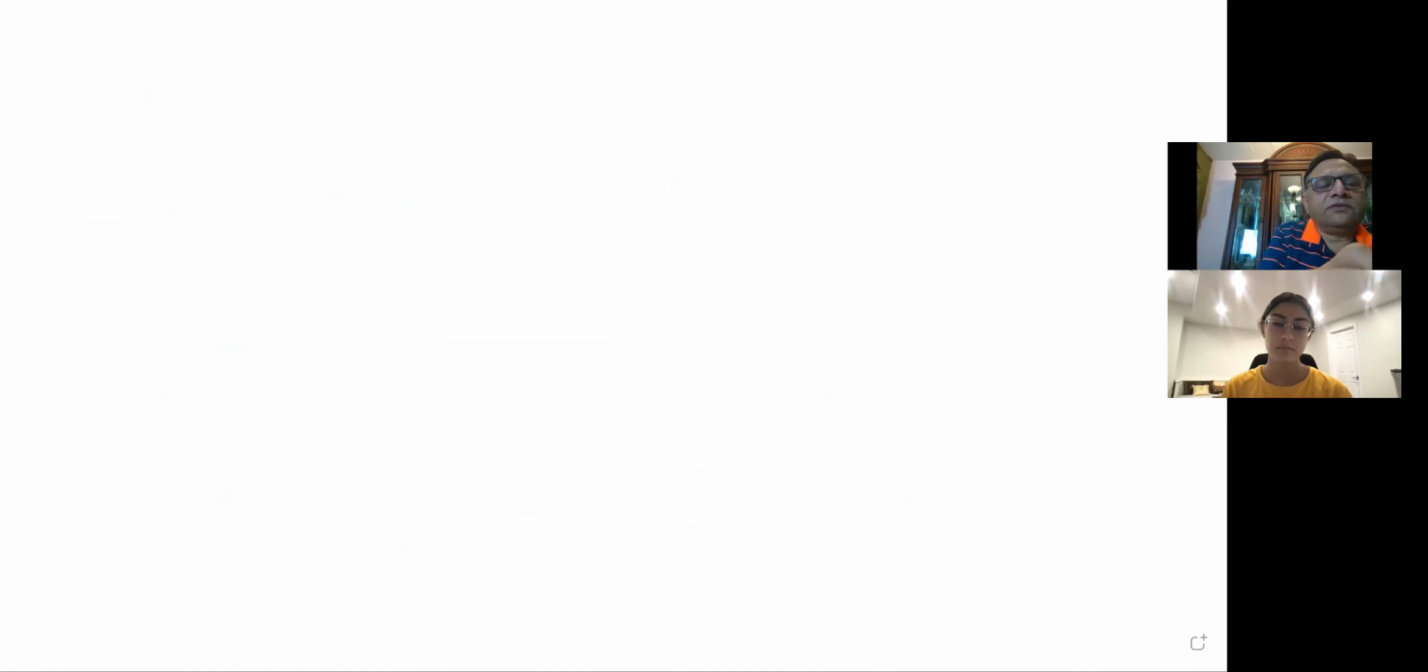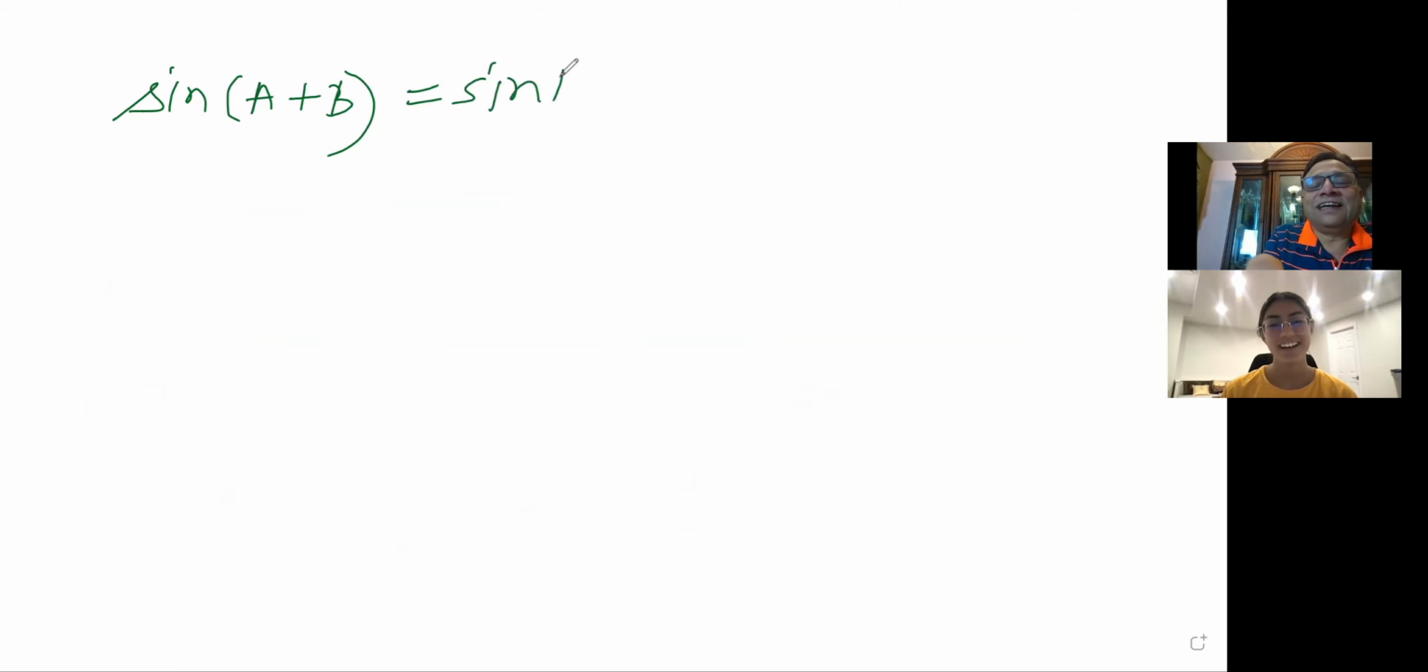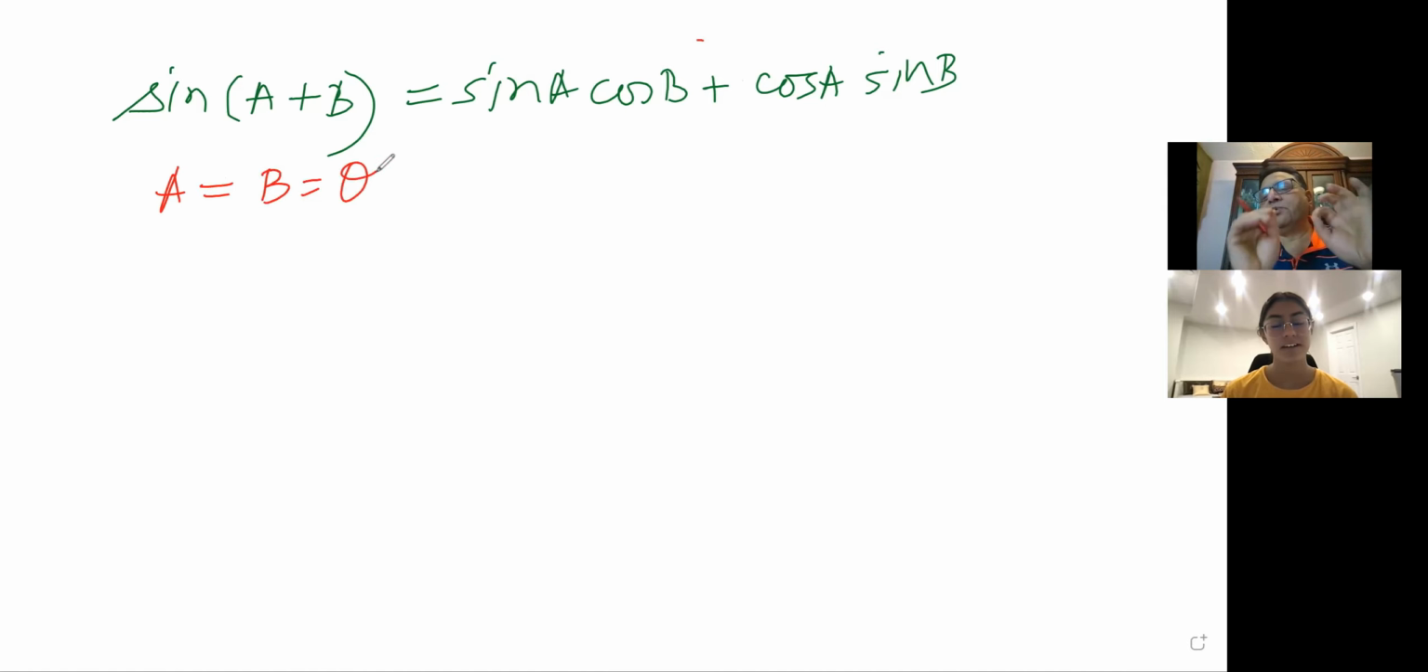Let me just share with you now one more set of formulas. I have actually given you at least 8 formulas so far, which I hope you remember without memorizing, right? So sine A plus B equals sine A cos B plus cos A sine B. Now, if I substitute A equals B, let's say both equal theta, then what happens? See this.